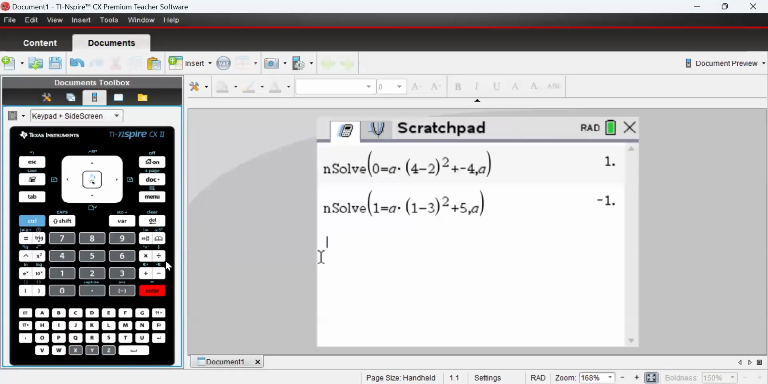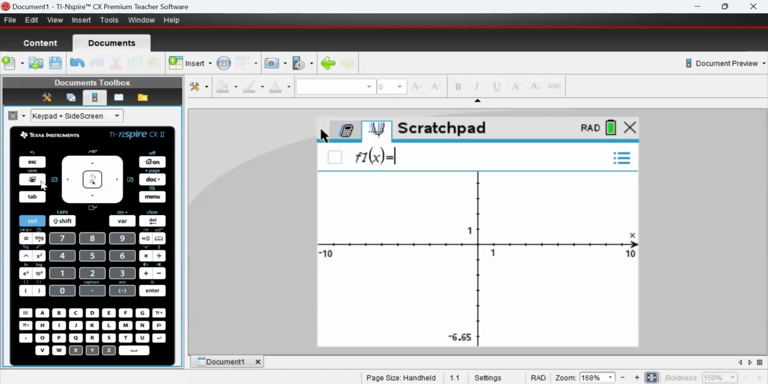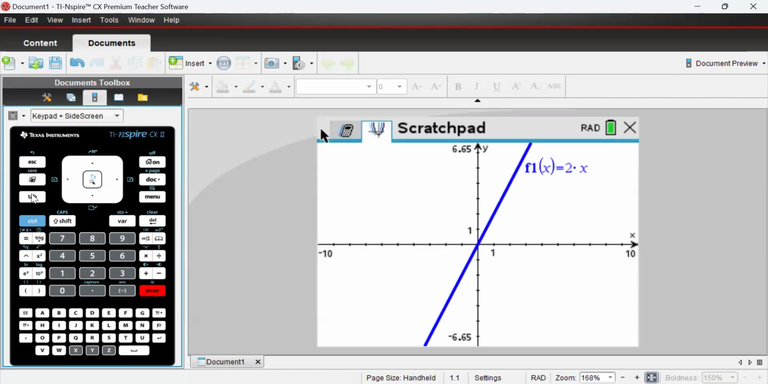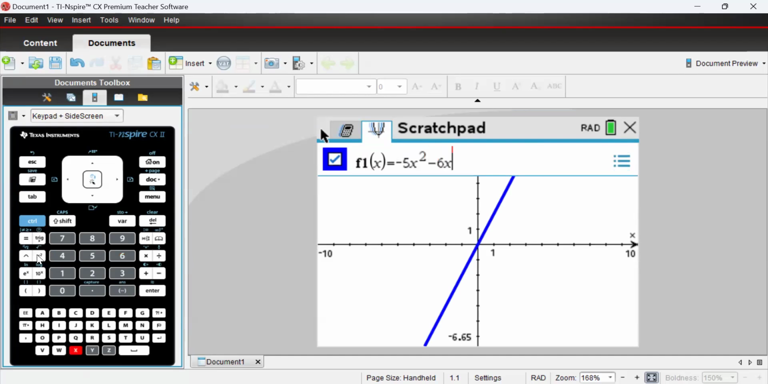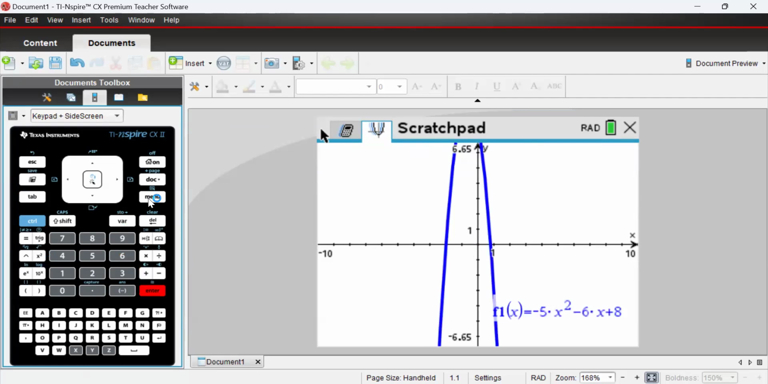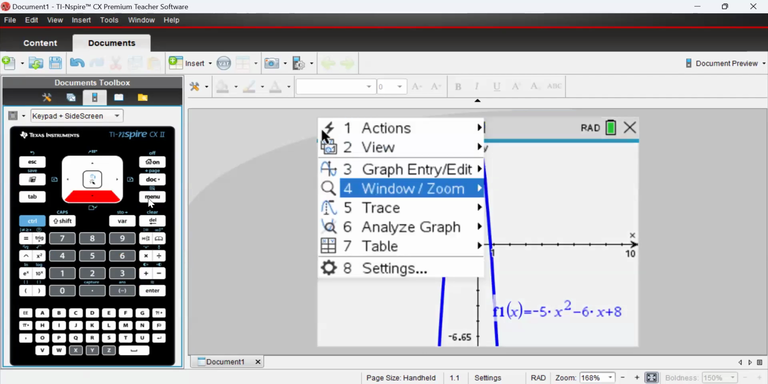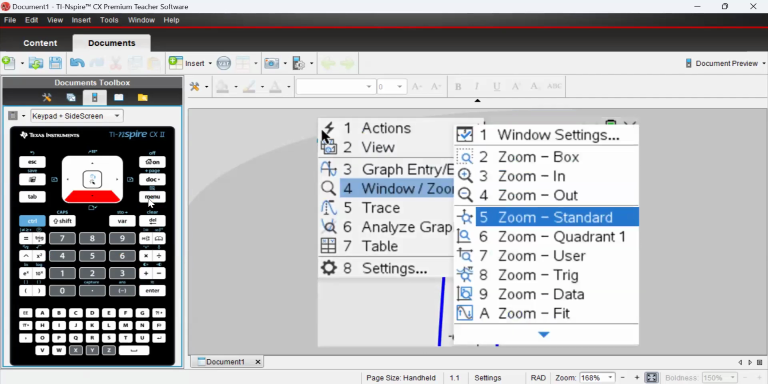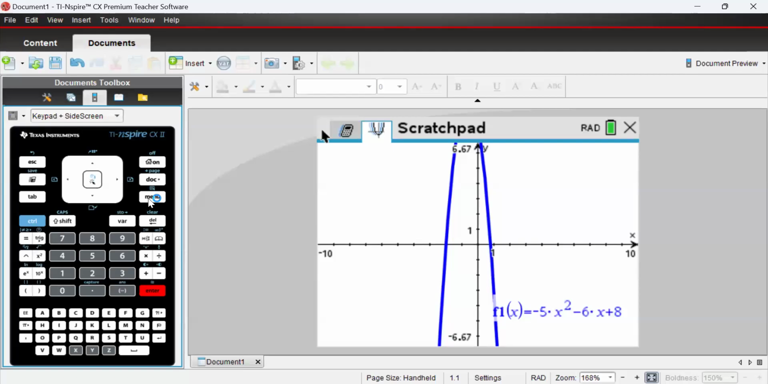I'm going to make this big. So you want to go to the graphing area, so you can hover over, mouse over the graph, or you can hit the little button. Okay, you may have something in there. If you do, you tab, arrow up, control, then delete. And we're going to put in our new equation. So -5x squared minus 6x plus 8. And hit enter. And just on a side note, menu, window, zoom, go back to a zoom standard. You may have been adjusting your window.